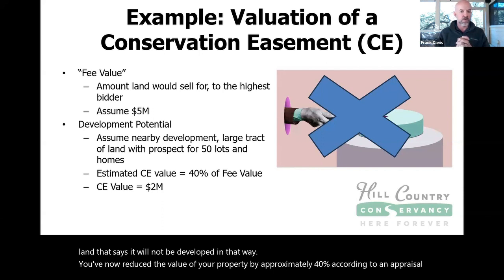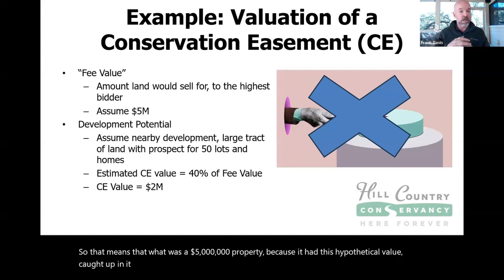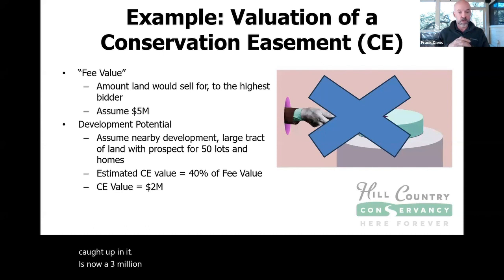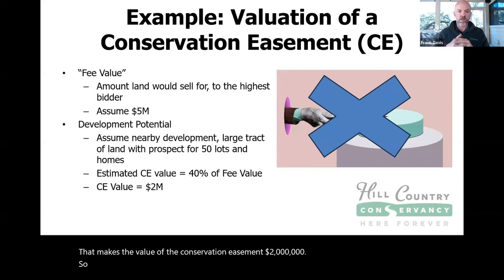So that means that what was a $5 million property, because it had this hypothetical value caught up in it, is now a $3 million property once you put a conservation easement on it. That makes the value of the conservation easement $2 million. So the question is, what do you do with that value? How might you benefit?